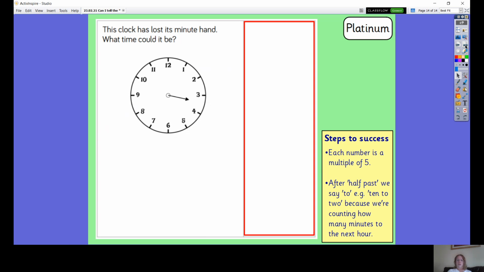Okay, moving on to platinum, another clock, another lost hand. This time the clock has lost its minute hand. What time could the clock be? So this is the hour hand, gone past the 3, coming up to the 4. What time could it be with the minute hand? Pause and have a think.